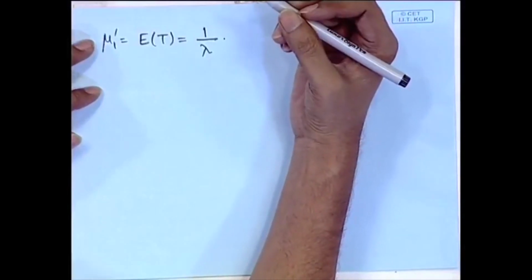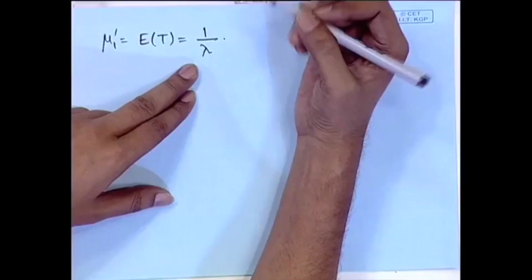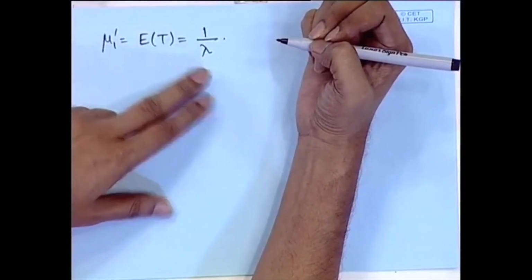So, if the rate of occurrence is lambda per unit of time, then the average waiting time for the first occurrence is 1 by lambda, which is very natural to understand. Suppose I say that in 1 hour 2 events will occur. So, roughly the average waiting time for the first occurrence will be 30 minutes.